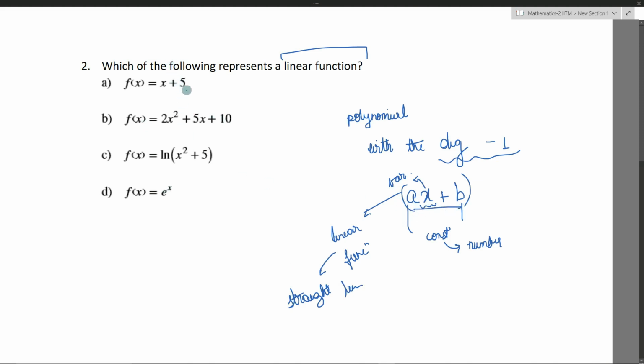The first option is given in the form ax plus b, so we can say that this is a linear function. What about the second, third and fourth options? In the second option, we have degree 2, so this is a quadratic function, right? In the third option, we have ln, so this is a log function, right? Here we have a number e, which is a constant, and we have x, so this is an exponential function.